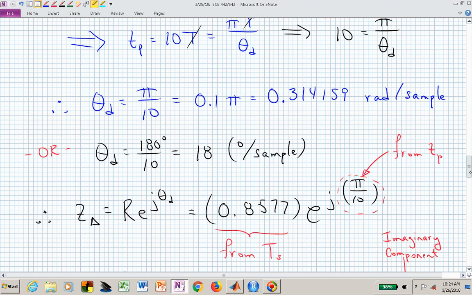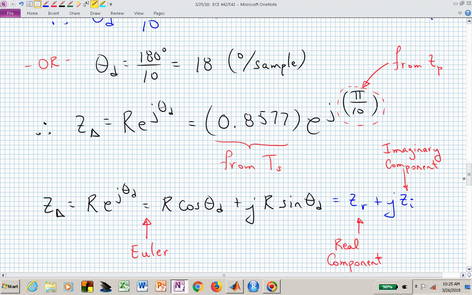We now have all that we need to locate these dominant poles in our desired transfer function T sub c of s. And that's going to have a radius of roughly 0.86, and it's going to be at an angle of 18 degrees. We found the radius from the settling time specification. We found the angle from the peak time. And we can now, if we want, using Euler, our friend, take that polar form of these poles into rectangular form.